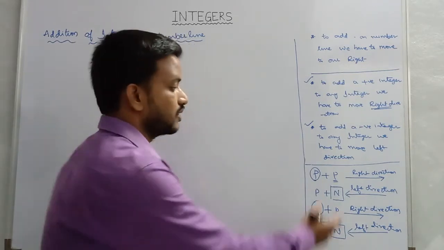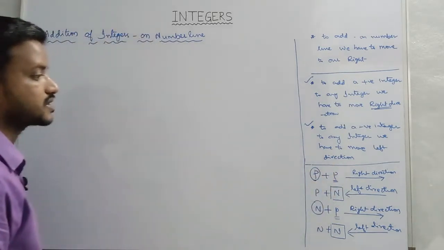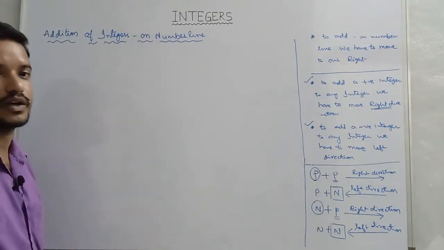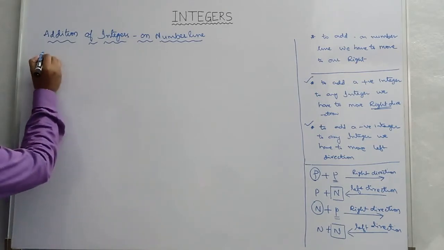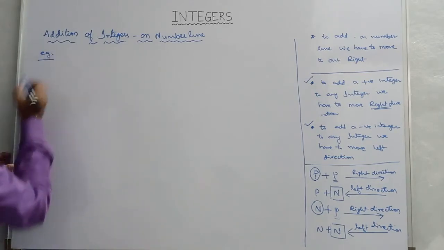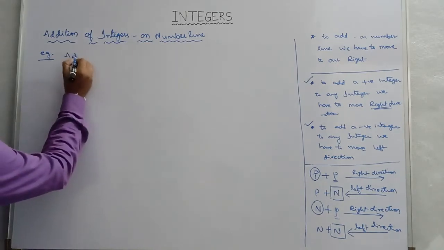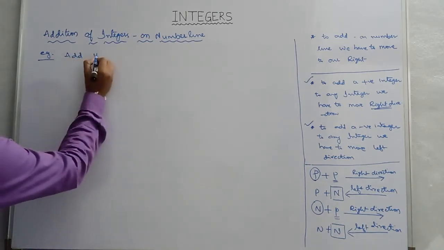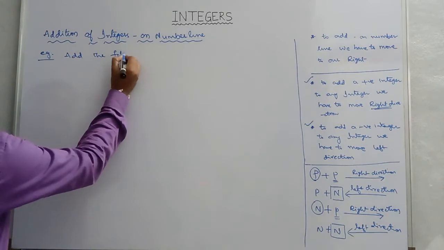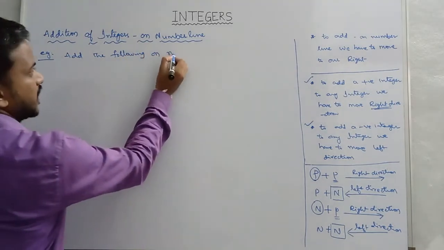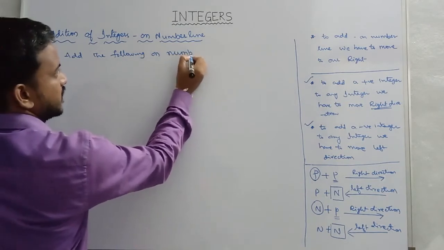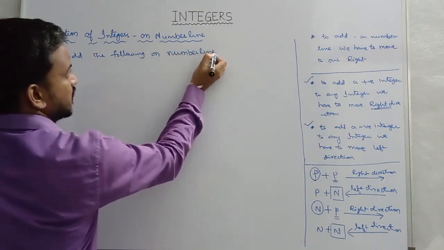Okay, so let us observe this concept by considering one example. Okay, so we'll be asked like this. Example problem: add the following on number line. Add the following on number line.